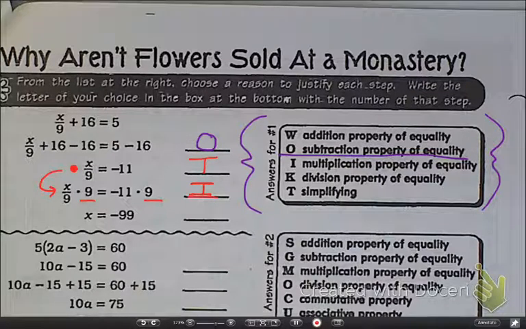So we have OTI. And then last but not least, on this left-hand side, 9 and 9, those are called multiplicative inverses, so I'm just going to cancel those. So I get x on the left-hand side, and then negative 11 times 9 is negative 99. So again, that last step, we didn't really change anything, we just simplified everything. So we get another T. So my complete answer would be OTIT. And that's how you do that problem.